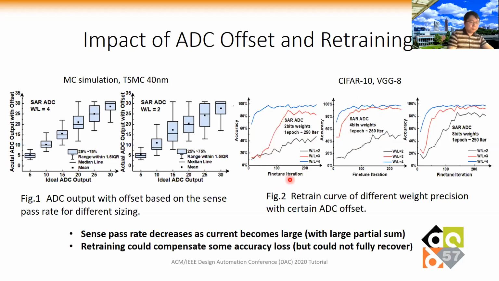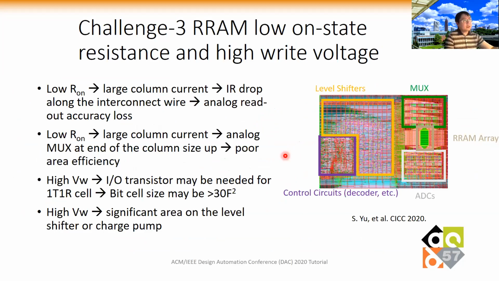tune of the weights. The challenge 3 is the low resistance of the RRAM and high voltage. So if the resistance is low, the column current will be large. So we have to size up the mux at the end of the column. So this takes a lot of area. And also the high voltage of the RRAM.